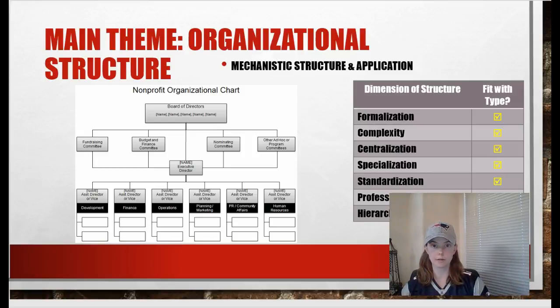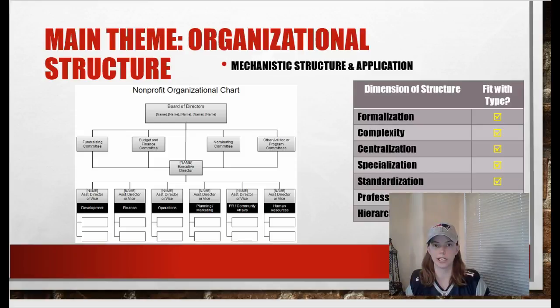The other thing that was part of the threaded discussion question was to link the 7 dimensions of structure to the organizational forms. So what I've done here, you can see on the table on the right-hand side, is present the dimensions of structure and whether or not they fit with the type. What we can see in the mechanistic structure is that all of these elements, formalization, complexity, centralization, specialization, standardization, professionalism, and hierarchy, all fit in quite nicely. And this is consistent with the definition of mechanistic structure to begin with. But we'll see throughout some other structures that all of these things are not there.